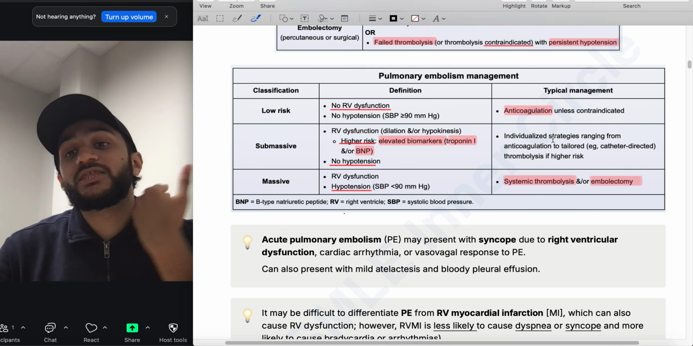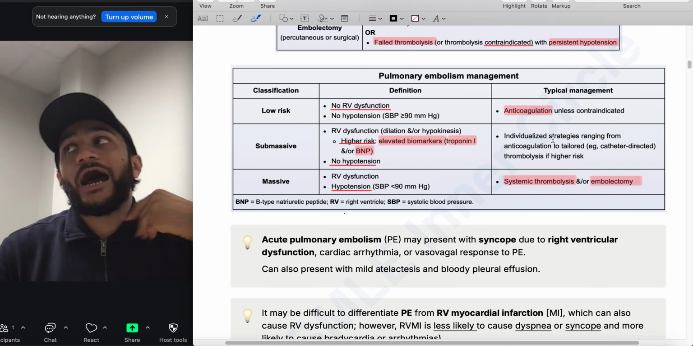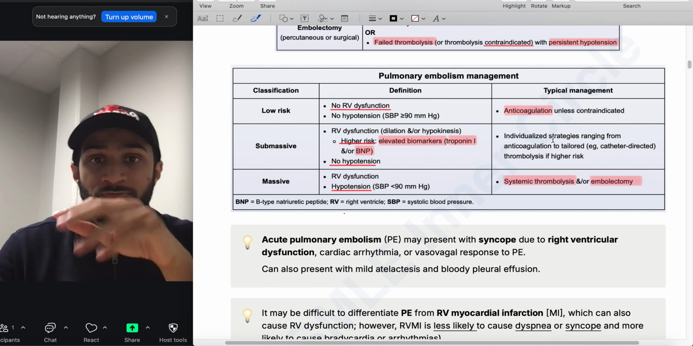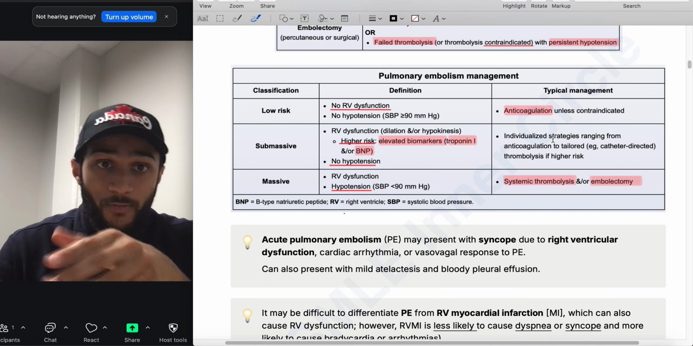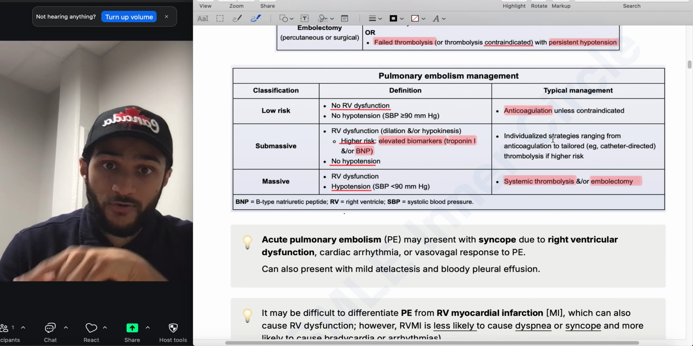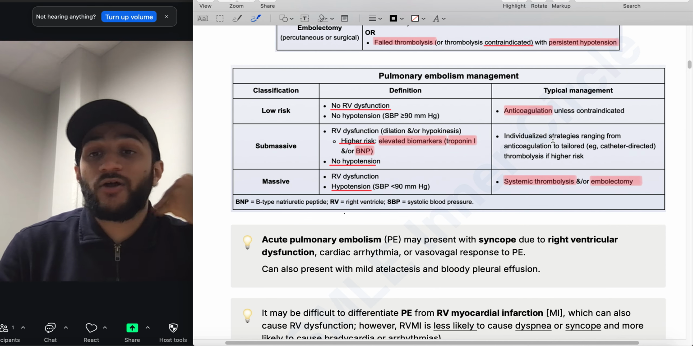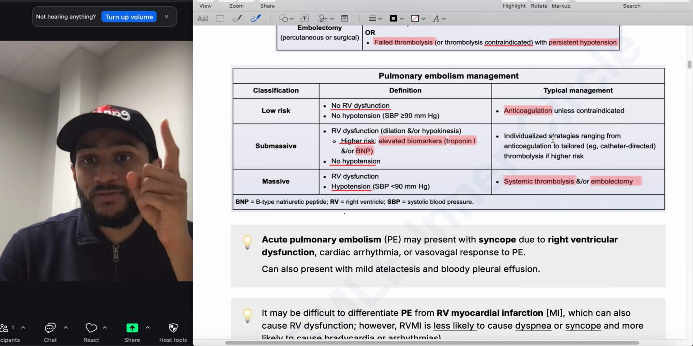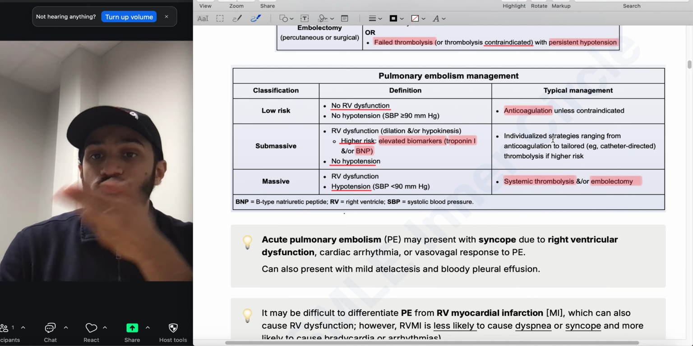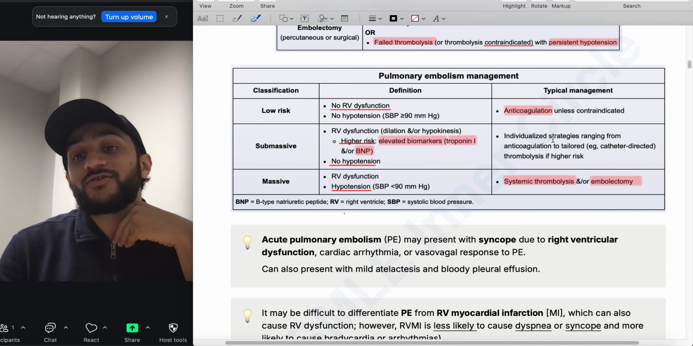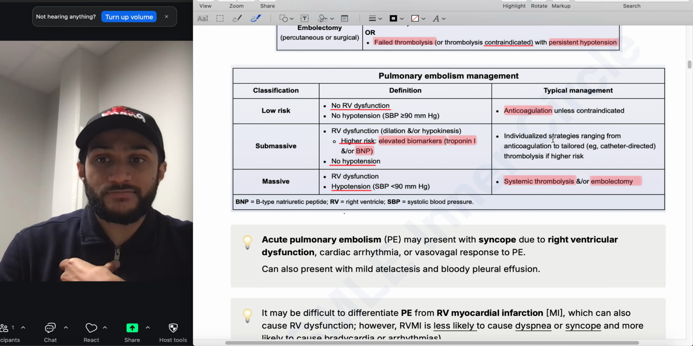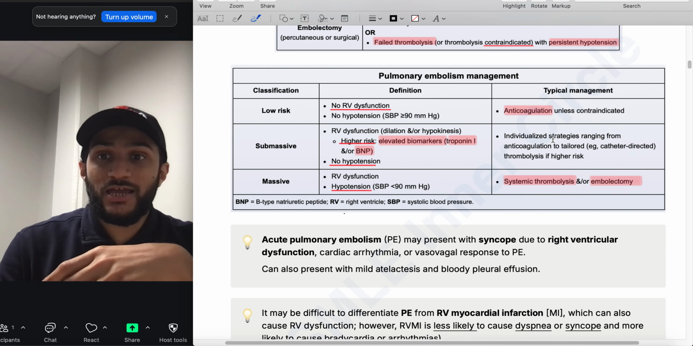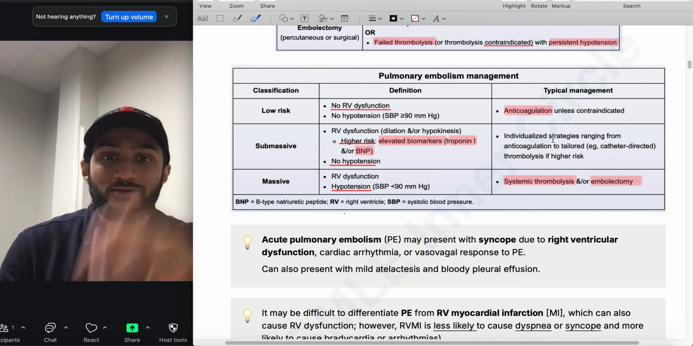Low risk people means that they have no right ventricular dysfunction, and they don't have any pulmonary artery hypertension or low blood pressure. Anticoagulation unless contraindicated. Now, if they start to get right ventricular dysfunction, which we'll know with elevated BNP and elevated troponin, then we can do some specific therapy. And if there's right ventricular dysfunction and hypotension, we can do systemic thrombolysis and embolectomy.